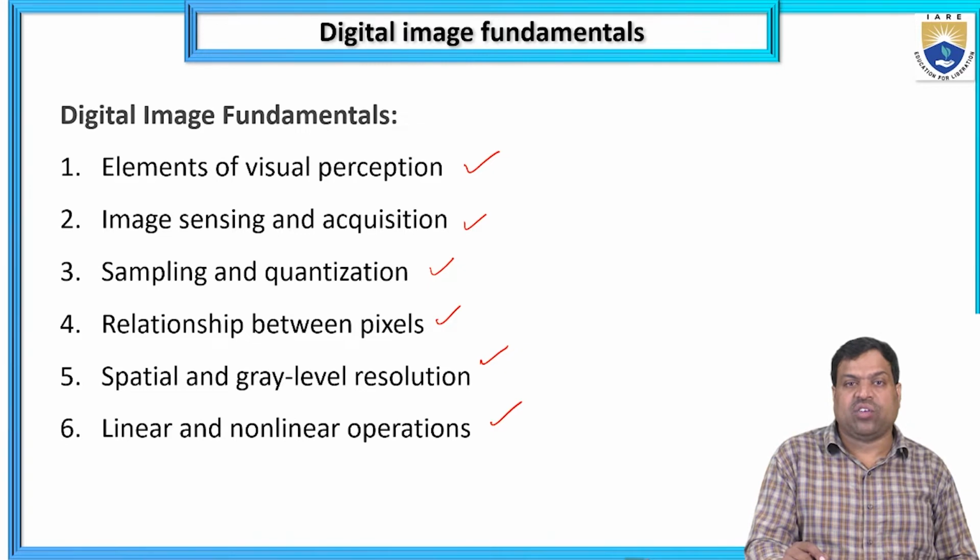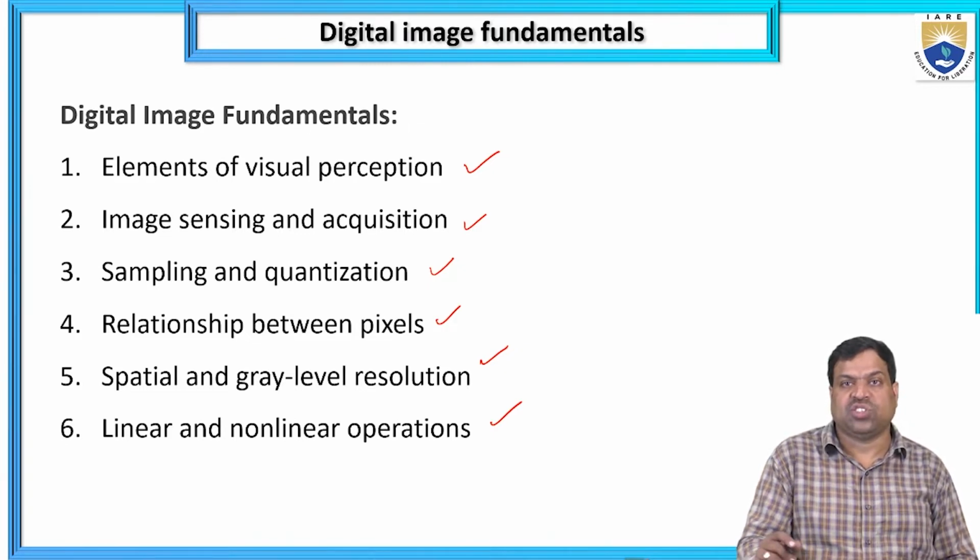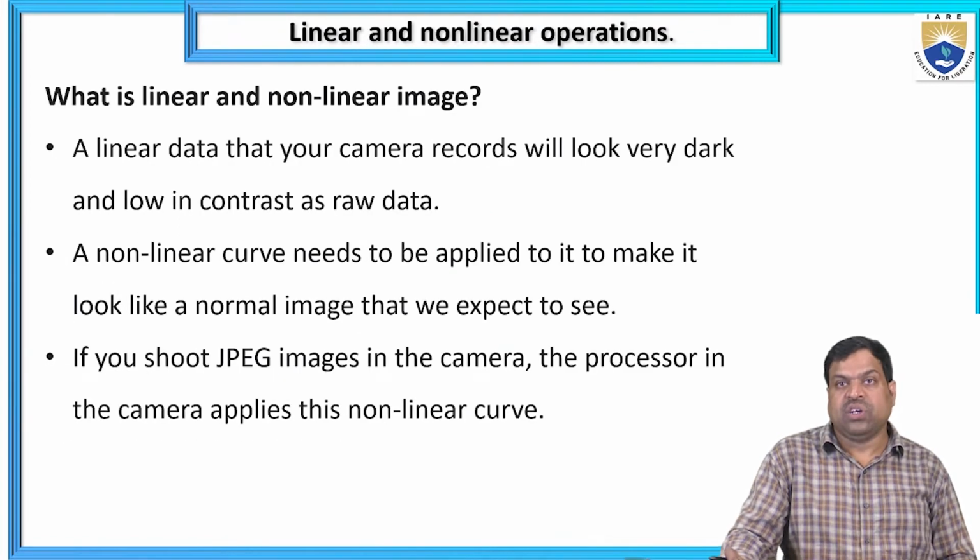Next one is linear and non-linear operations. What are the linear and what are the non-linear operations, we will discuss today. So what is a linear and non-linear image? Linear data that your camera records will look very dark and low in contrast as raw data. A non-linear curve needs to be applied to make it look like a normal image that we expect to see. If your JPEG image is in the camera, the processor in the camera applies that non-linear curve.